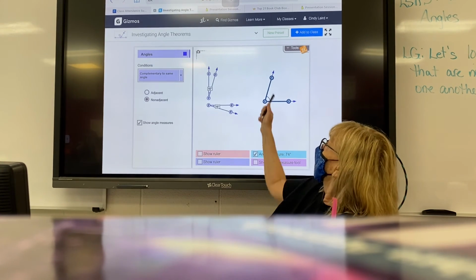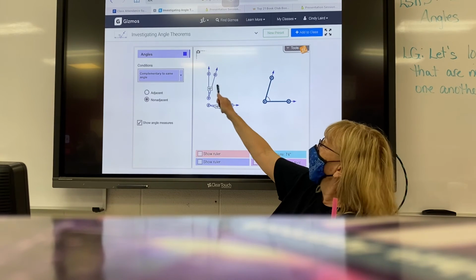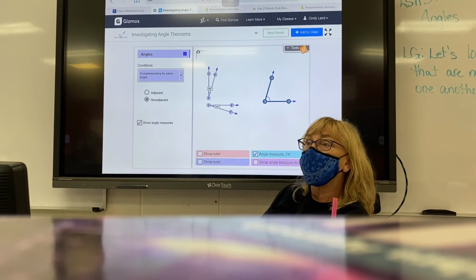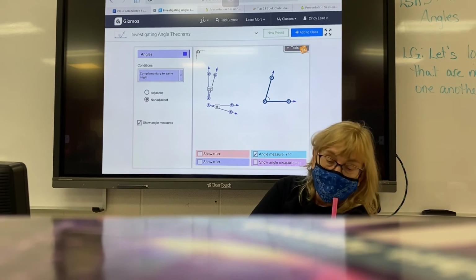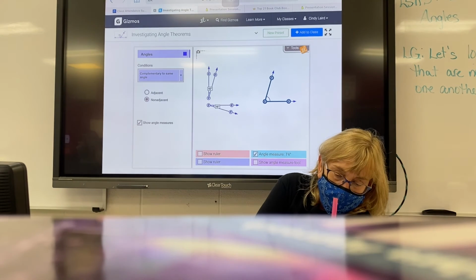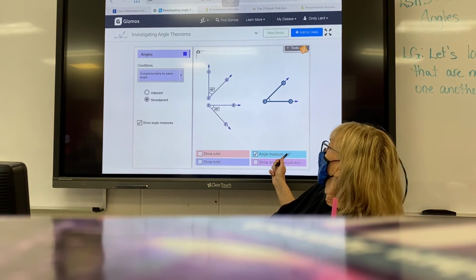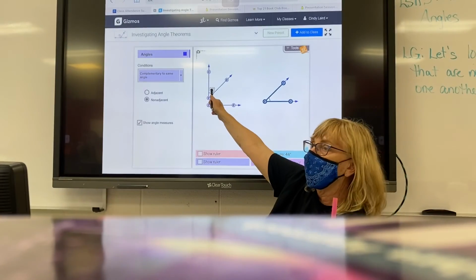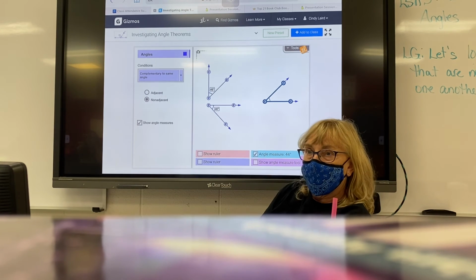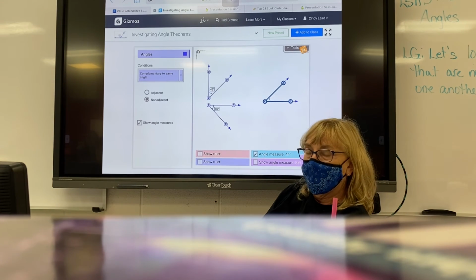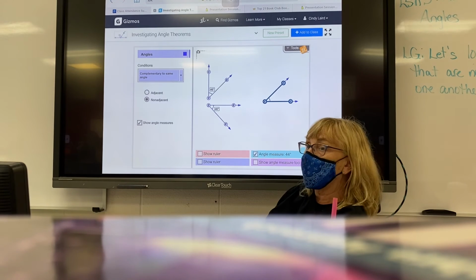What if I change this angle to that? Well, now this is 74, and what's this? 16. Is that still 90? Yes. Okay, what if I change, I guess it will only let me change this one. If I change it here, I now have 44 here and 46 there. Are they complementary? Yes.